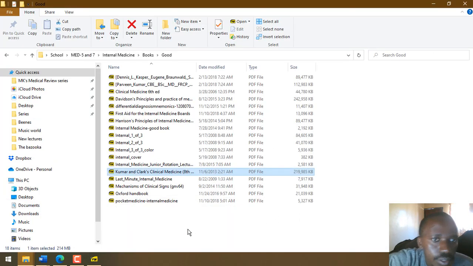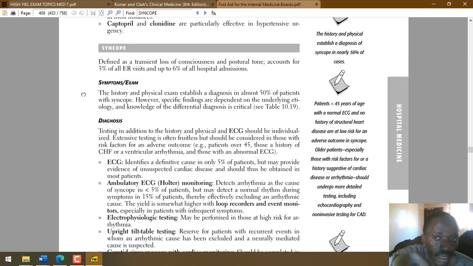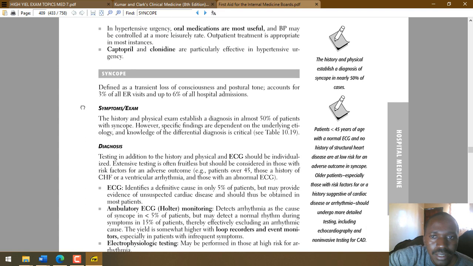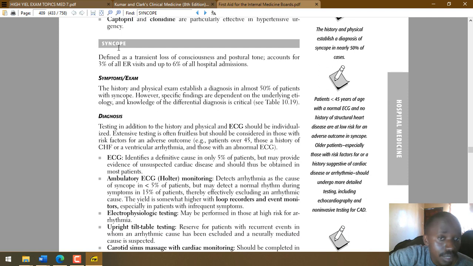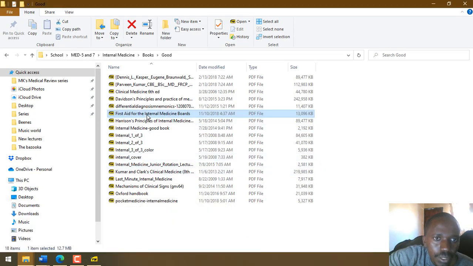So let's check out another textbook. Let's check out what we have in First Aid. First Aid, I've even opened. I think I opened this some time back and I actually felt lazy to read it. It's already on syncope, so it's the same procedure if you want to look for it. So fine, that's good.